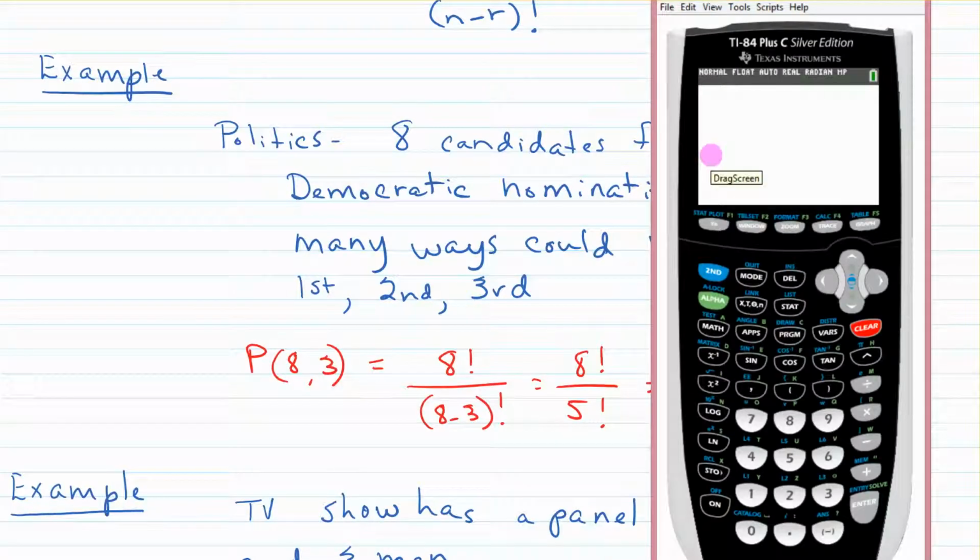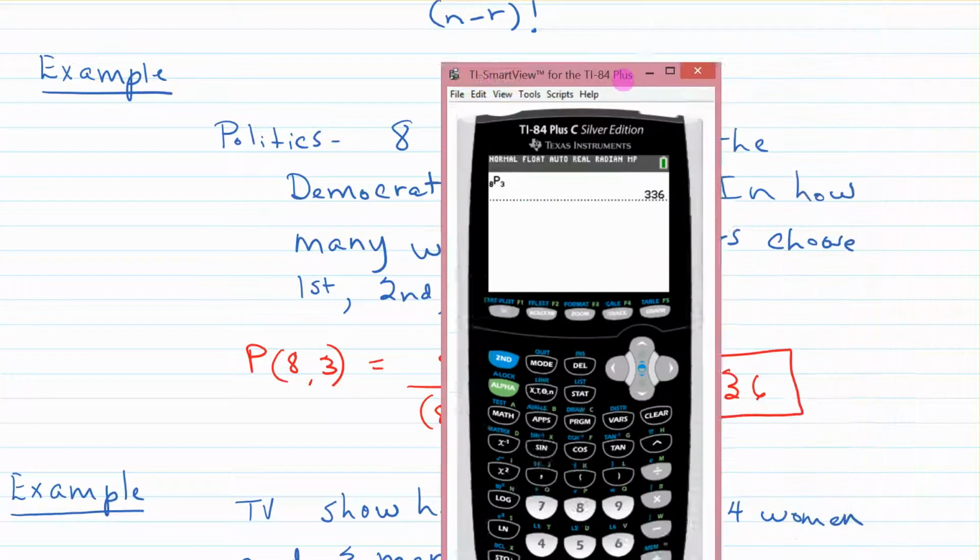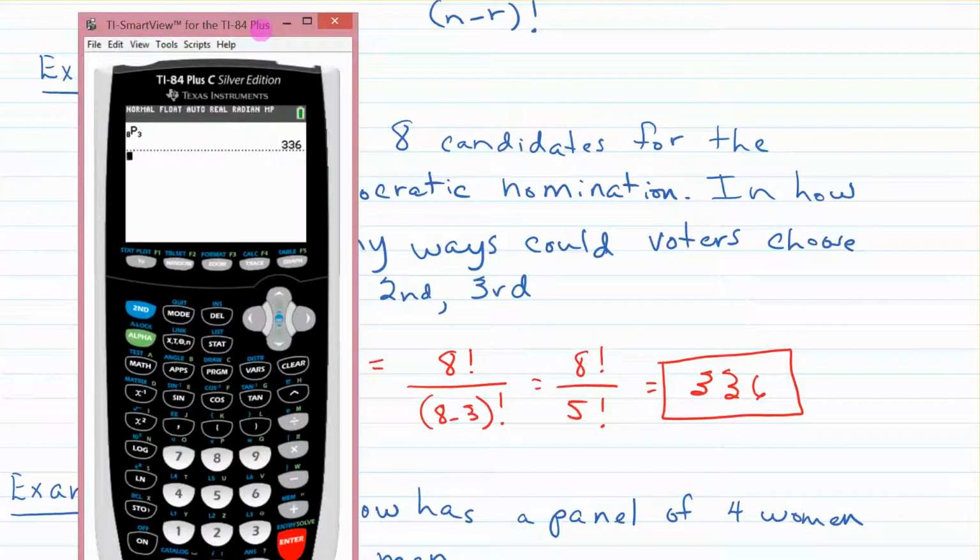For permutations, that is under math and over to probability. And number 2 is nPr. It gives us the little boxes to fill in, so that makes it really nice. We'll go to 8 and then over and put 3 and enter. That was really easy, and we got 336.